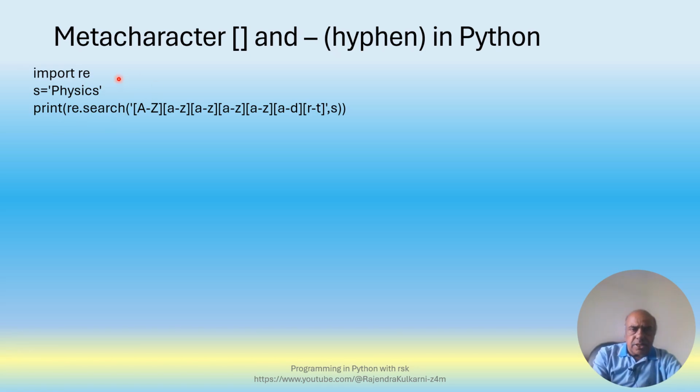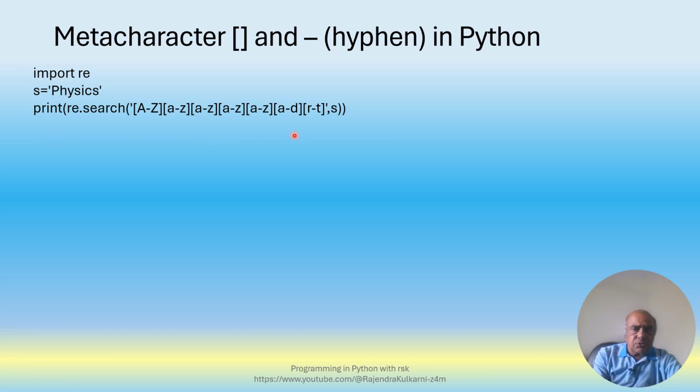In this example, the string S contains physics as its contents. Then we apply re.search and within the single quotes we are giving capital A to Z, small a to z, small a to z, small a to z, small a to z, small a to d and small r to s. So this hyphen we are using as giving a functionality of A to Z.